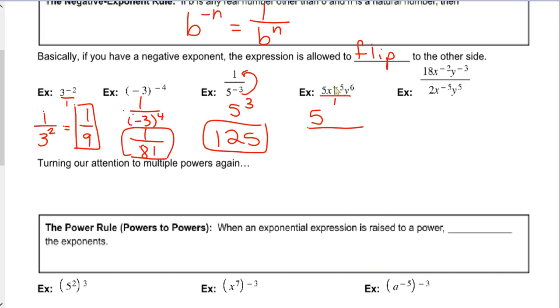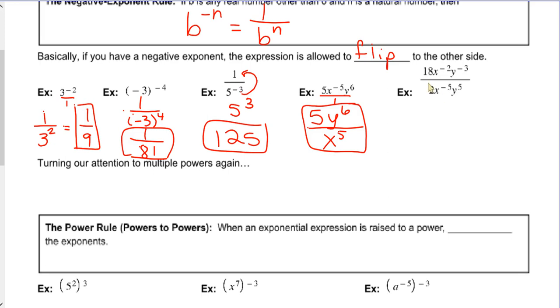This x to the minus 5 now has a negative exponent, which allows us to flip it to the bottom and become positive. So I get an x to the positive 5. And if I look at y to the 6th, it's not a negative exponent, therefore it has to stay put. And my final answer, nothing can go away. I don't have multiple x's or y's that I can cancel, so that is going to be my final answer.